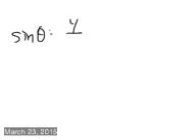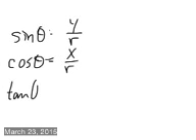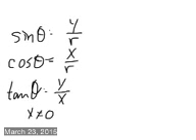Just so that you are aware of it, the sine of theta is going to be equal to y over r. The cosine of theta is going to be x over r. And I'm going to explain what those numbers are in just a second. And the tangent is y over x, as long as x does not equal 0.